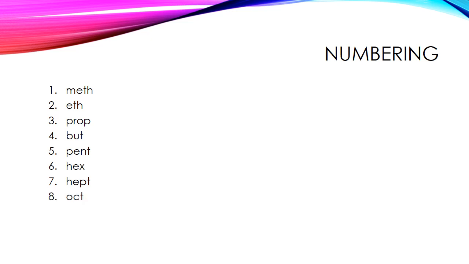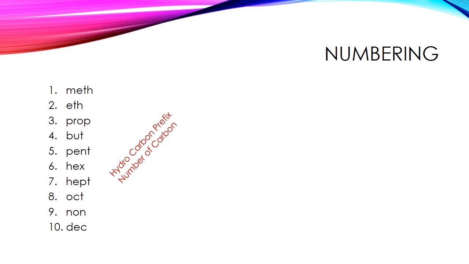Let's consider the numbering system in organic compound nomenclature. 1. Meth, 2. Eth, prop, but, pent, hex, hept, oct, non, dec. This is 1 to 10, the numerical system in Greek. Here, these words are the hydrocarbon prefix numbers according to the number of carbons in that hydrocarbon.